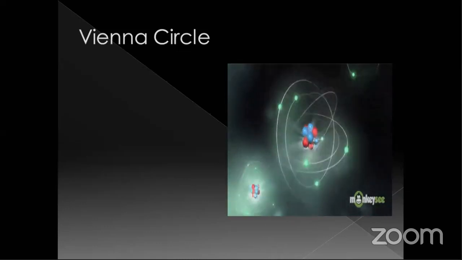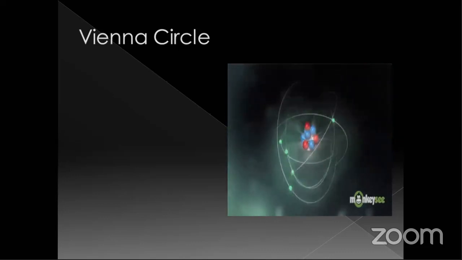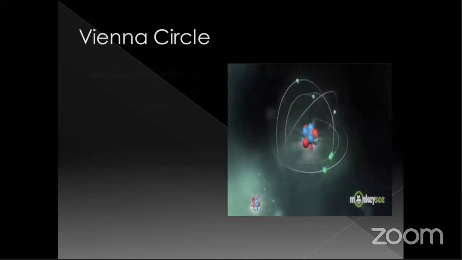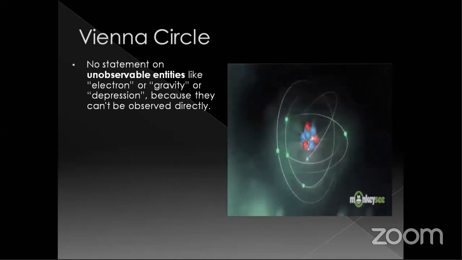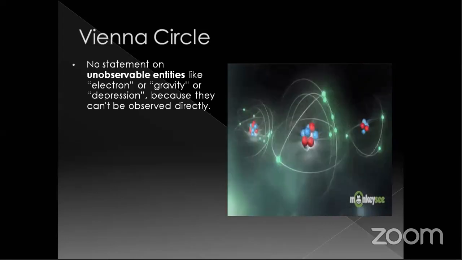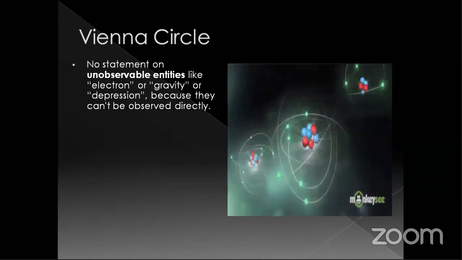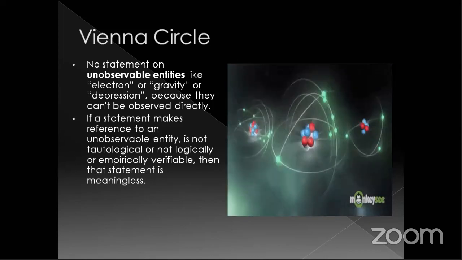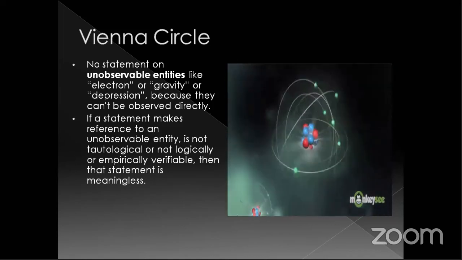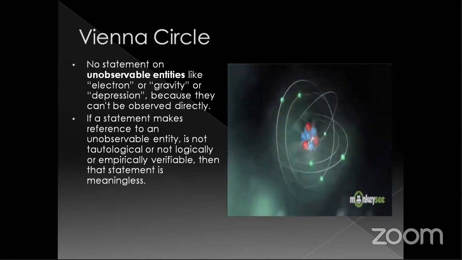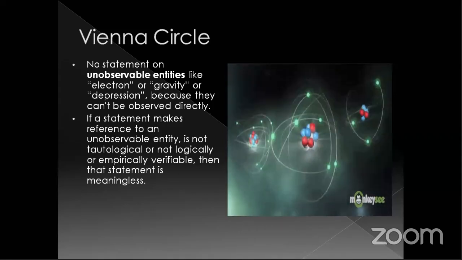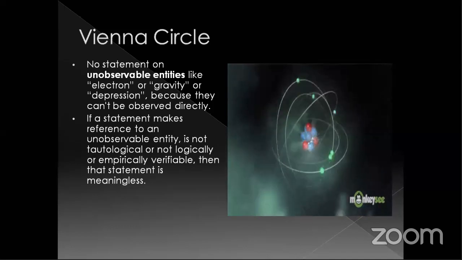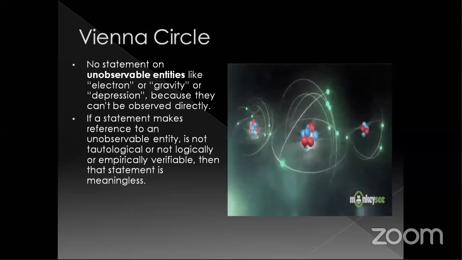But the problem lies with the unobservables. What about the unobservables? We don't see these things. Here, the structure of an atom, say. We don't see these things. How can we verify it? So, the Vienna Circle said that no statement about unobservable entities like electron, gravity, or depression can be made, because they can't be observed directly. If a statement makes reference to an unobservable entity, and is not tautological or logically or empirically verifiable, then that statement is meaningless. So there is no such thing as atom, there is no such thing as gravity, there is no such thing as depression for that matter.